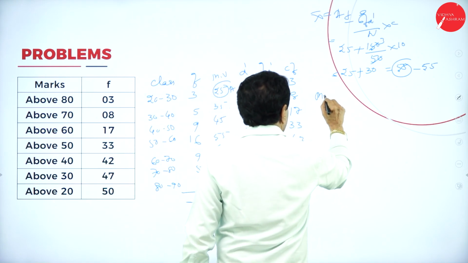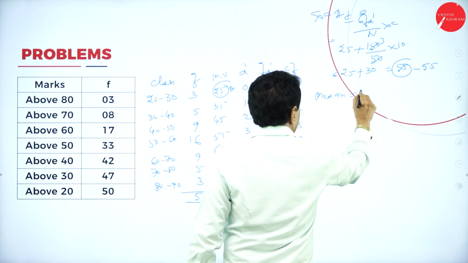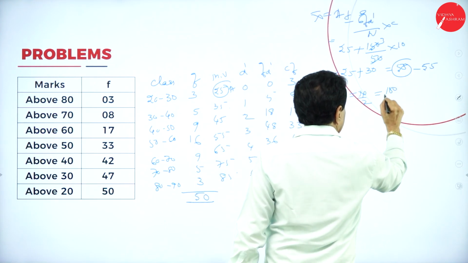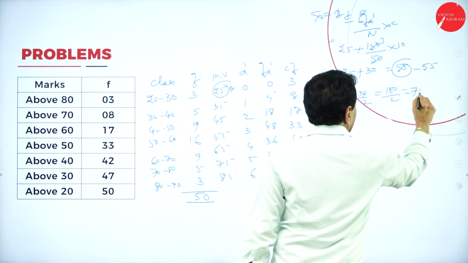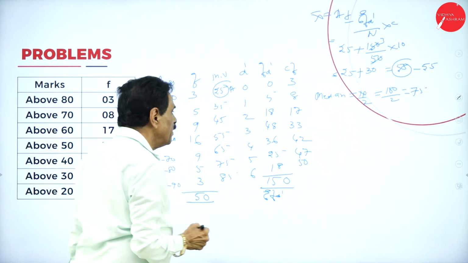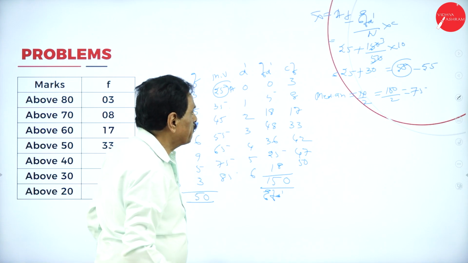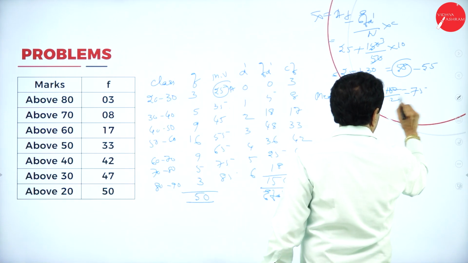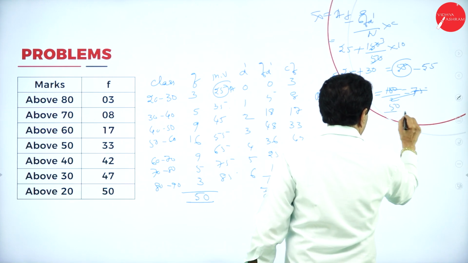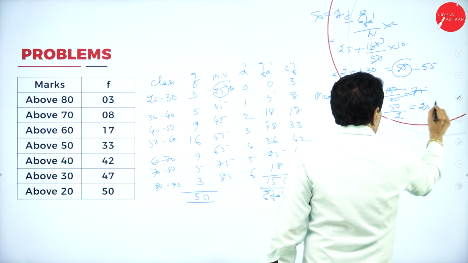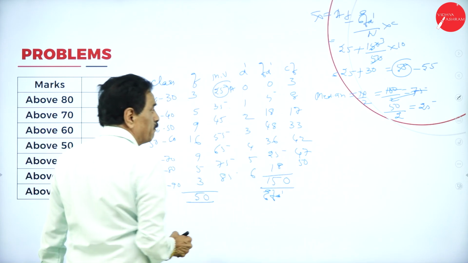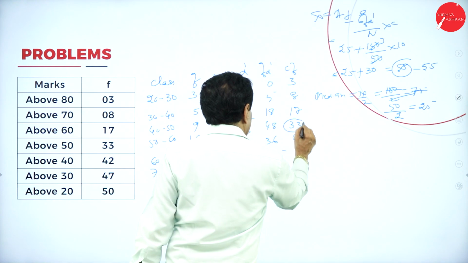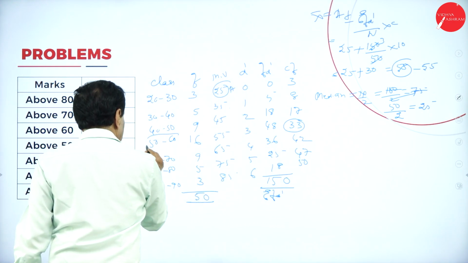Median is equal to N by 2. What's your N? 150 by 2, it comes to 75. Sorry, N is equal to 50, divided by 2 is 25. Find 25 in CF. Where will the 25 come? It will come under 33. Your class is 50 to 60.